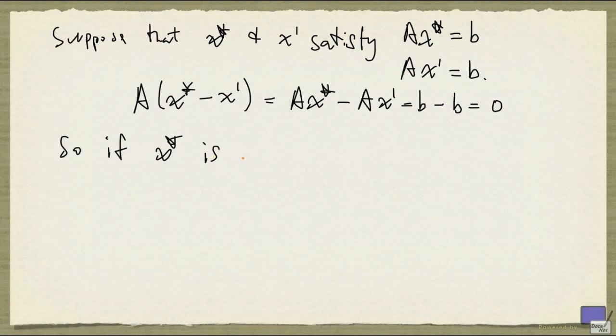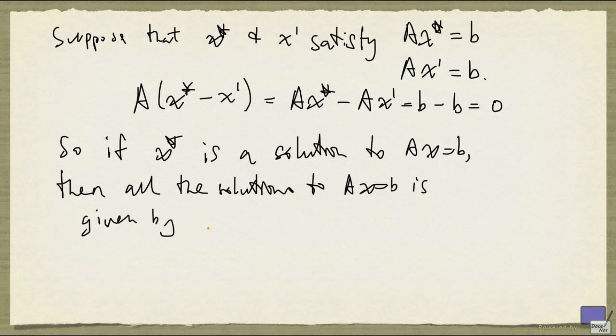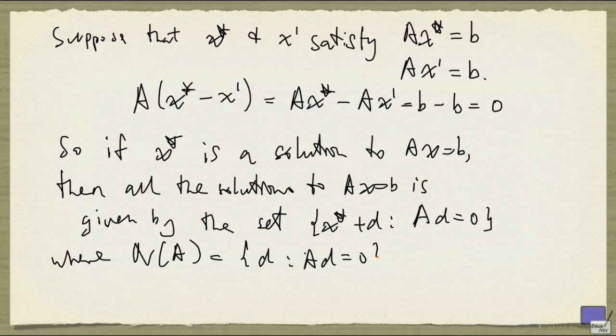If x star is a solution to the system Ax equal to b, then all the solutions to Ax equal to b are given by the set x star plus d, where Ad is 0. Now, we usually denote the set of d satisfying Ad equal to 0 by N(A). And now you see why we are interested in studying homogeneous systems, because knowing all the solutions to the system Ax equal to 0 can help us find all the solutions to the system Ax equal to b.